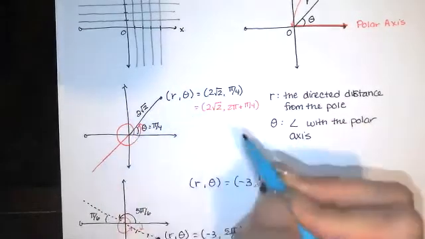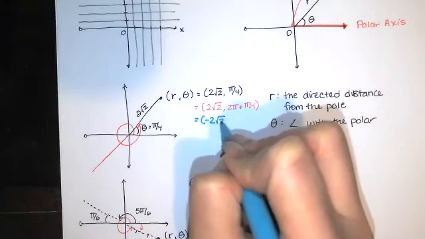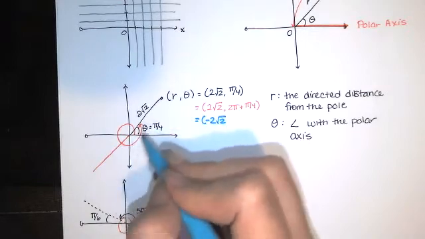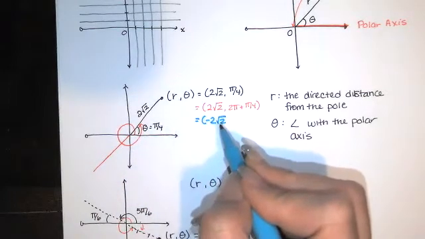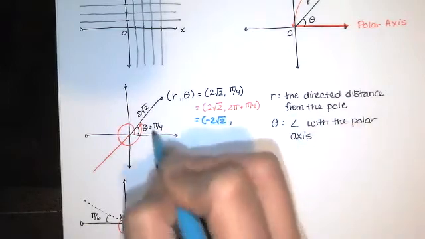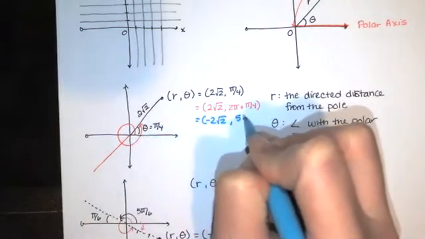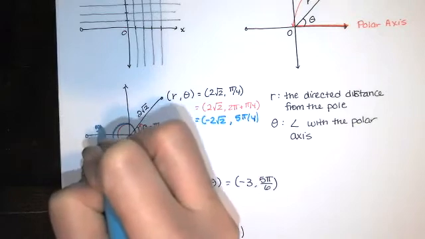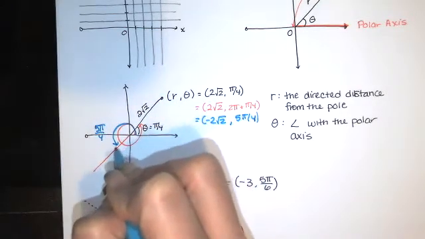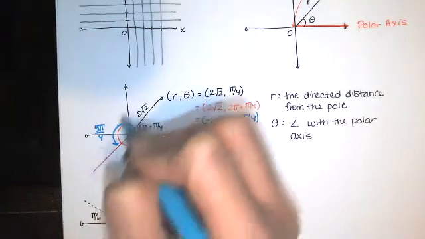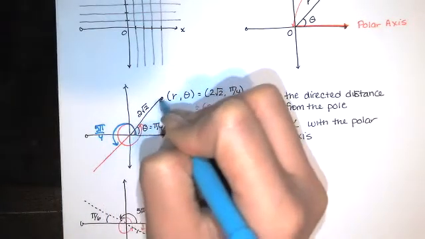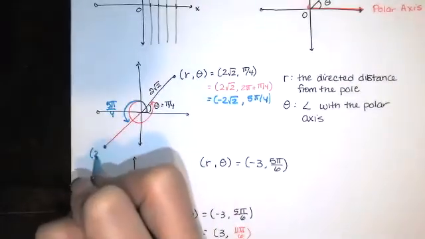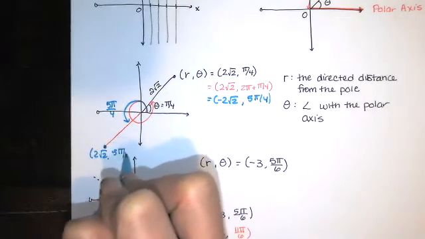Okay, so if somebody said, let's let r be -2√2, and let our angle be 5 pi over 4. So we would go to the 5 pi over 4 line, which is right here. And then rather than going 2√2 units in this direction, we're going to go 2√2 units in the opposite direction. So we'd end up at that location. So this point here is -2√2 and 5 pi over 4.